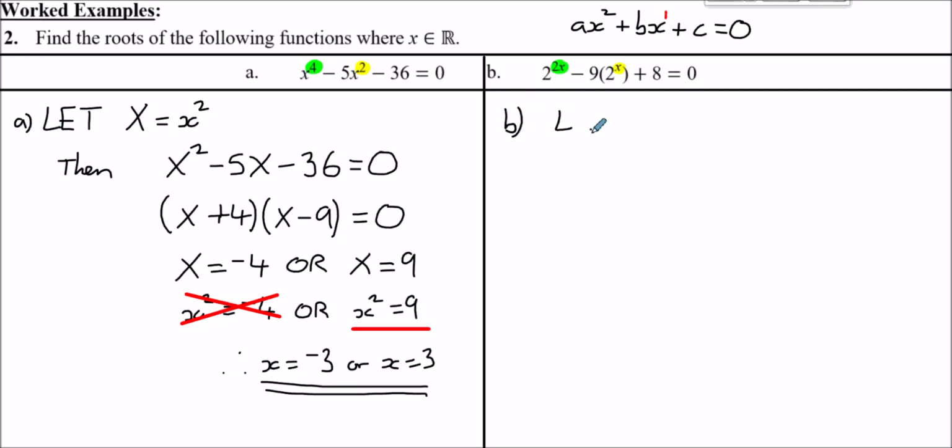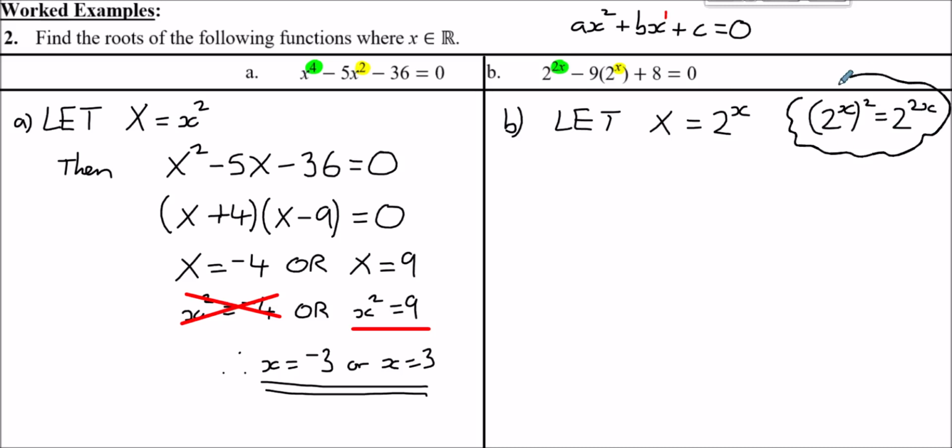Part B, again, make a substitution of big X for this middle term. So let big X equal 2 to the power x. Therefore, you have 2 to the power x, to the power 2. Power of a power, x multiplied by 2. That gives us 2 to the power 2x, which is what we have here. And so this substitution does work. So if big X is 2 to the power x, then this thing here is big X squared.